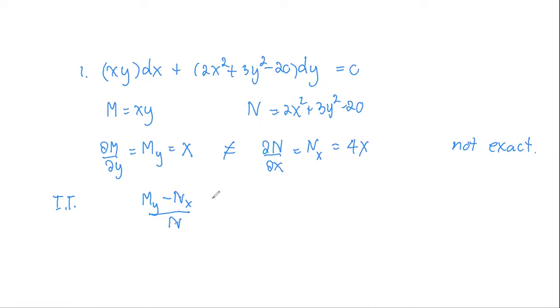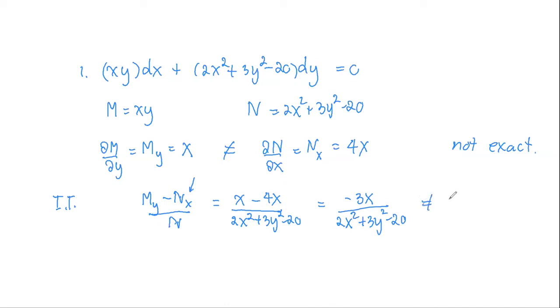My M_y is x, my N_x is 4x, and this has to be divided by the expression for N, 2x squared plus 3y squared minus 20. After you simplify, you get negative 3x over 2x squared plus 3y squared minus 20. But we are expecting this to be totally in terms of x, and it's not, because the denominator is a combination of x and y.